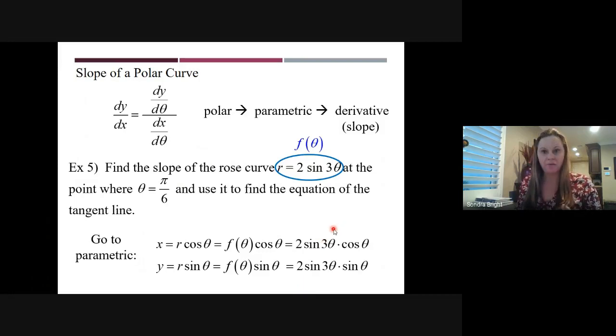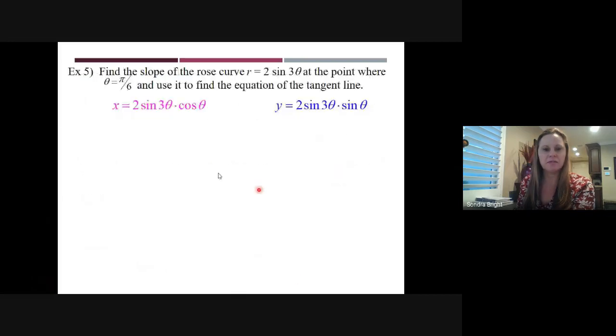Okay, now we're ready to take the derivative. Now we can take dy in terms of theta, dy/d theta, and also dx in terms of theta. So I'm going to go to a new slide, and this new slide has the x equals this and the y equals that already on there. So x is equal to 2 sine of 3 theta times cosine of theta. y equals 2 sine of 3 theta times sine of theta. And now when we find dy/dx, we'll do dy/d theta over dx/d theta.